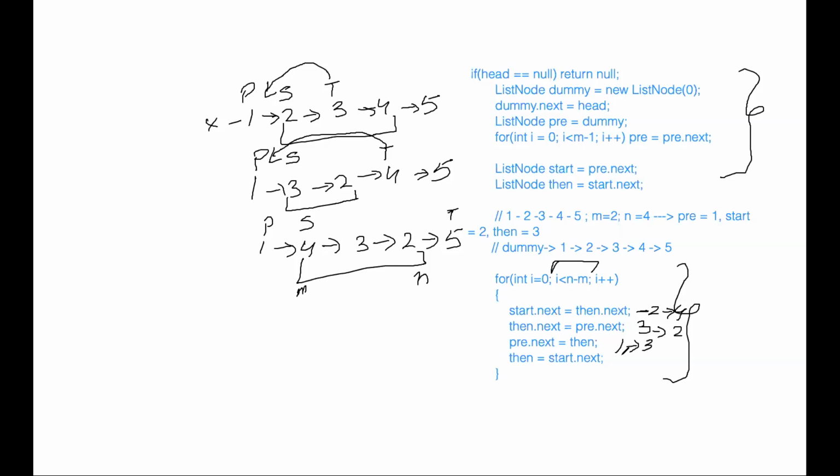In the last step, we are shifting the then pointer to the next step. Once then is inserted between pre and start, we shift then to start.next. Start.next was 2, so 2's next pointer becomes then. Is it clear, or is it confusing, or am I going too fast?